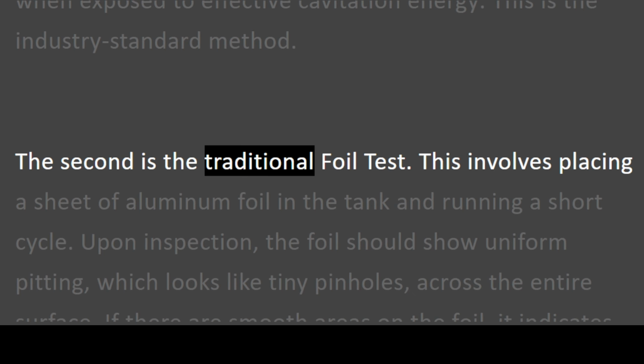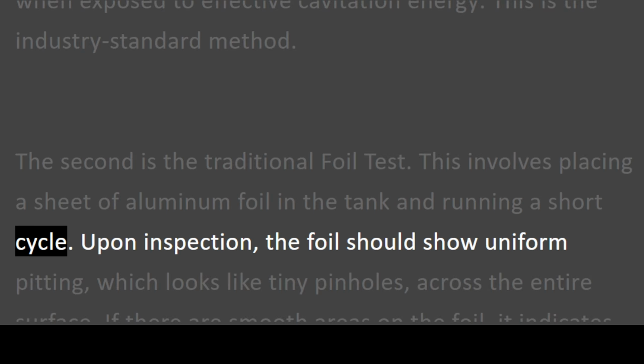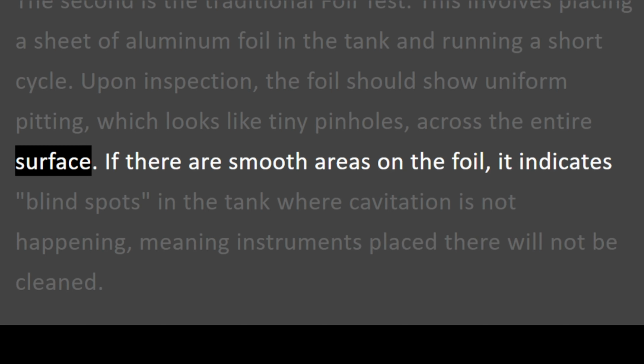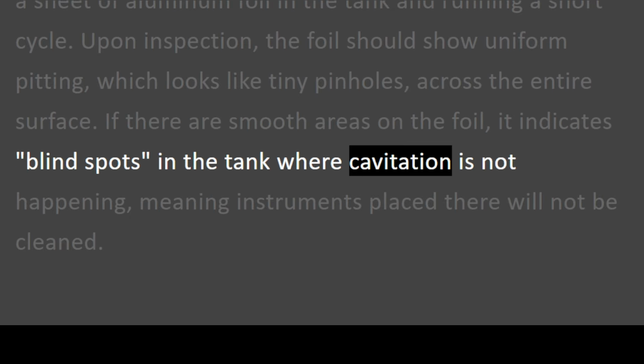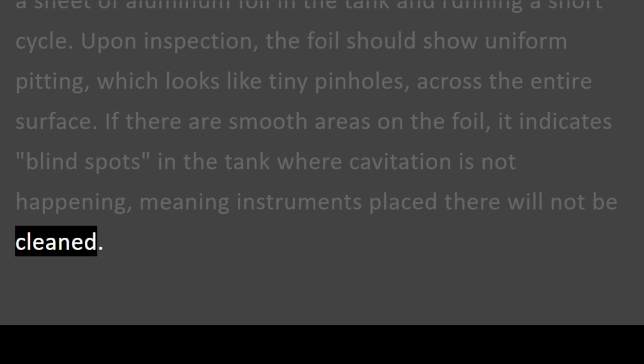The second is the traditional foil test. This involves placing a sheet of aluminum foil in the tank and running a short cycle. Upon inspection, the foil should show uniform pitting, which looks like tiny pinholes, across the entire surface. If there are smooth areas on the foil, it indicates blind spots in the tank where cavitation is not happening, meaning instruments placed there will not be cleaned.